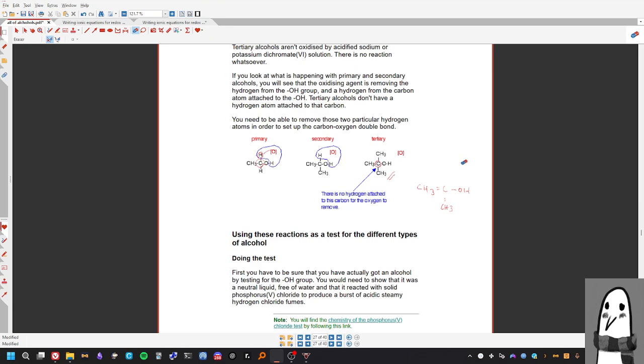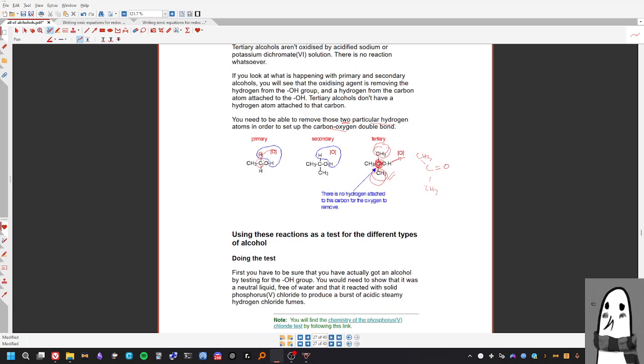It's forming this. You'll need to remove those two particular hydrogen atoms in order for the double bond in the C double bond O. See, you might think, why can't we just simply remove this hydrogen and form this double bond? Well, that's the problem. You need to remove two particular hydrogen atoms in order for that double bond to happen. You need to remove this hydrogen atom and a hydrogen atom from something else. However, the carbon doesn't have that hydrogen atom.